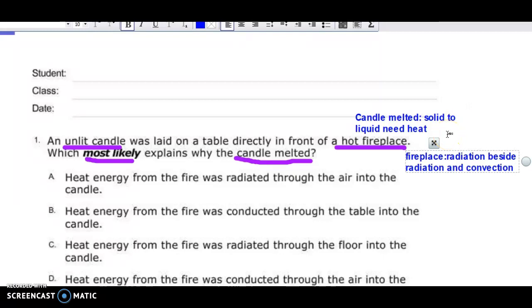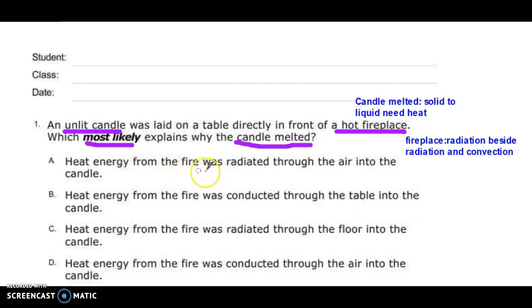So let's take a look at our answer choices here. We have heat energy from the fire. I like that. Was radiated. That sounds good. Through the air. Well, that fits everything into the candle. Well, I'm actually really liking that one.